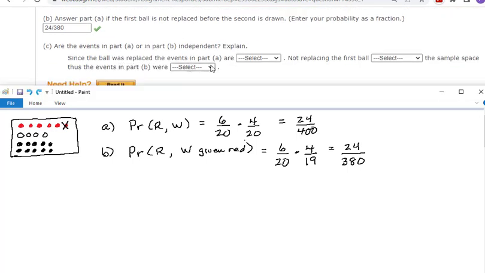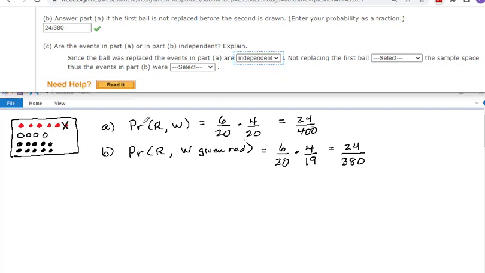Since the ball was replaced, the events in part A are independent because the outcome of the first draw didn't affect the second draw, because we put the ball back in the box. But not replacing the first ball changed the sample space, so in part B, the events are not independent, which means they are dependent.